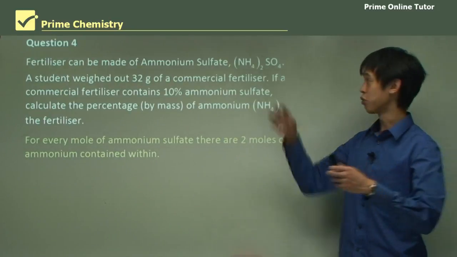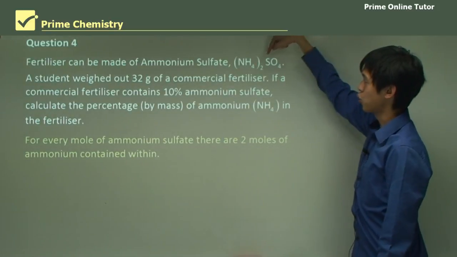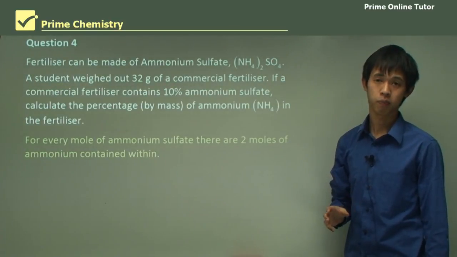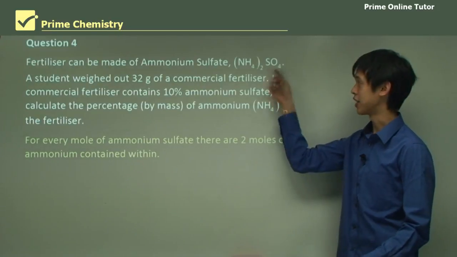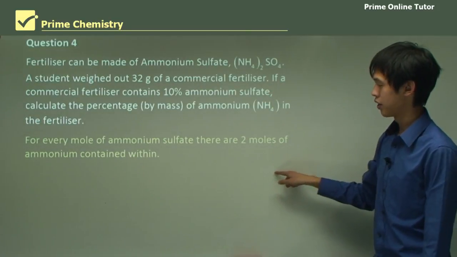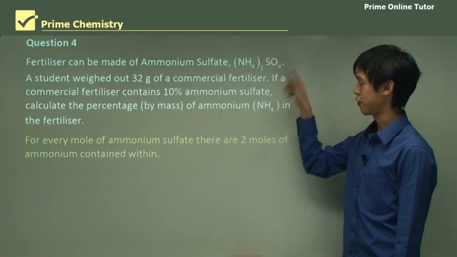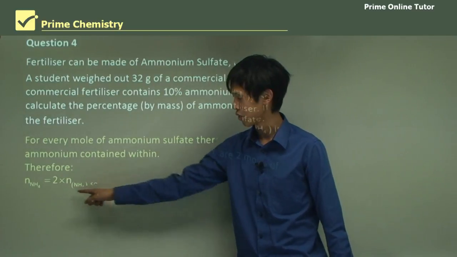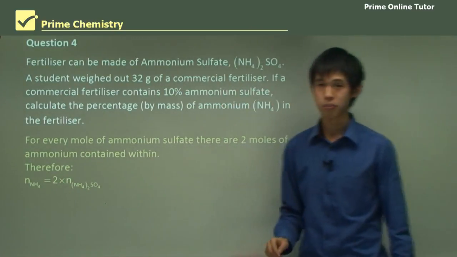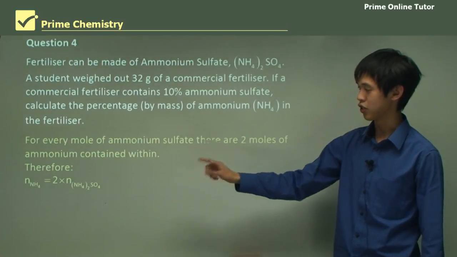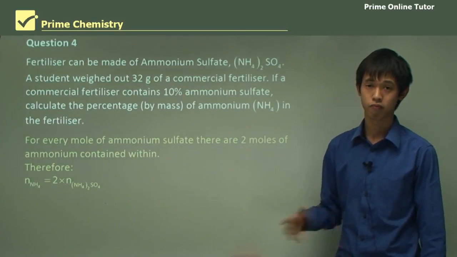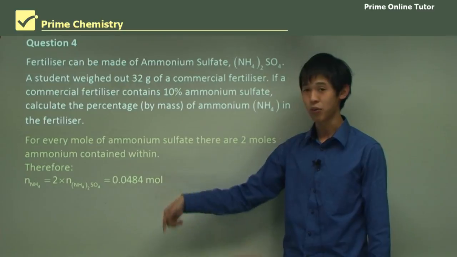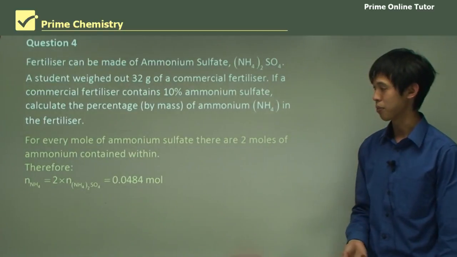Now, if we look at the actual molecule of ammonium sulfate, we can see that there are 2 moles of ammonium for every 1 mole of ammonium sulfate. So this is from the first lesson. We're counting, right? So what we do is we say, well, every one mole of this gives you 2 moles of the ammonium itself. So the ammonium is 2 times the number of ammonium sulfate moles, okay? So from the last part, we calculated that. So now we just multiply that number by 2, and that's our moles of ammonium.